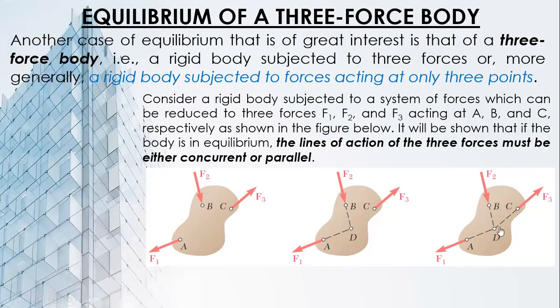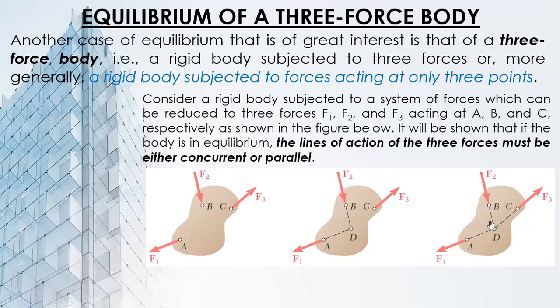So this is what we are going to do in three-force body analysis. We have to find the point of concurrency where the three forces will meet. And then we can use a force polygon there because we only have three forces. So if we use a force polygon, it closes. We can get a triangle. We can draw a triangle.